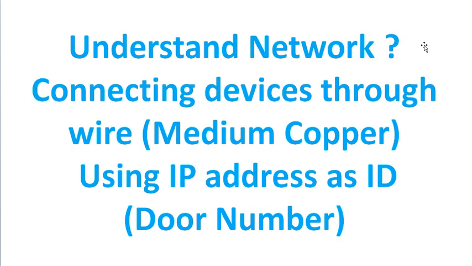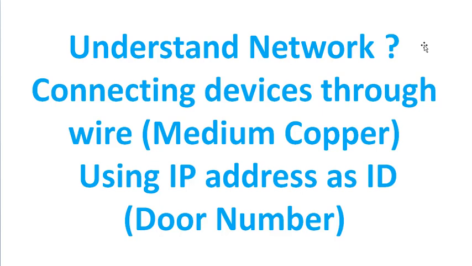First we want to understand the virtual local area network word by word. First we understand the network. Connecting the devices through a wire medium, which is copper cable. Then we also provide an IP address for each device's identity. So with any IP address, we can identify devices in the network.